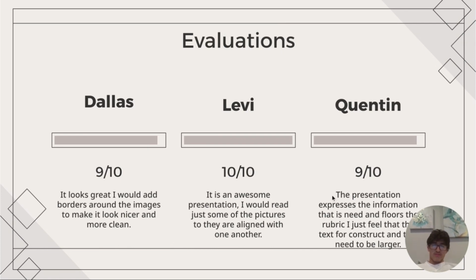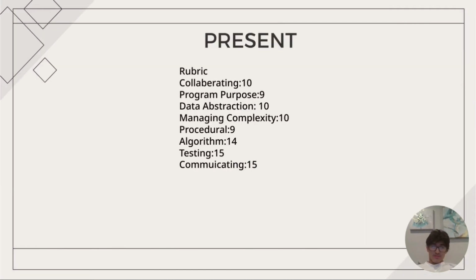Quentin gave us a 9 out of 10. Presentation expresses the information that is needed, and for the rubric, I just feel that the text for construct and test needs to be larger. And then here is the rubric, and I graded myself.